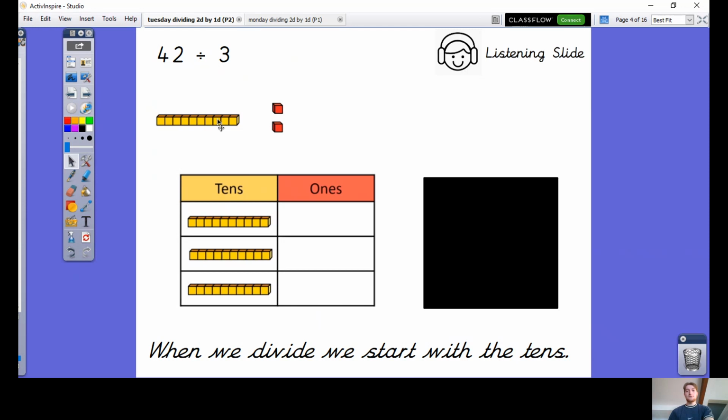In our book, we would draw this out and draw ones out, but because I'm on a laptop, I'm going to have to do it slightly differently. So I'm going to delete this, and then I'm going to make 10 ones. So I've exchanged 10 for 10 ones. Now I've got 12 ones here, and I know I can share these equally between 3 groups. So I'm going to start doing that now.